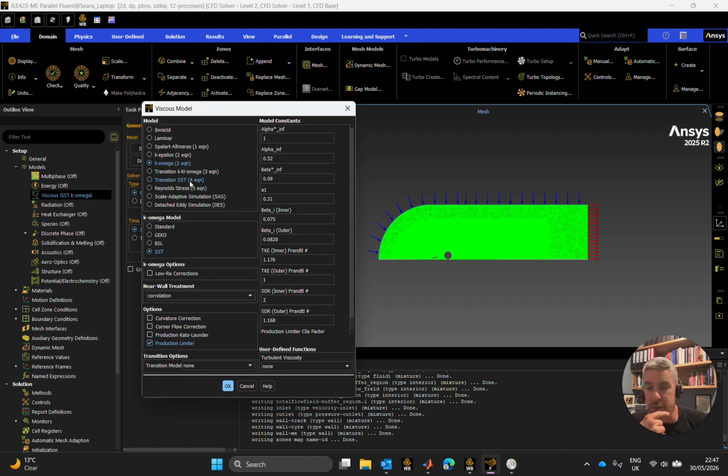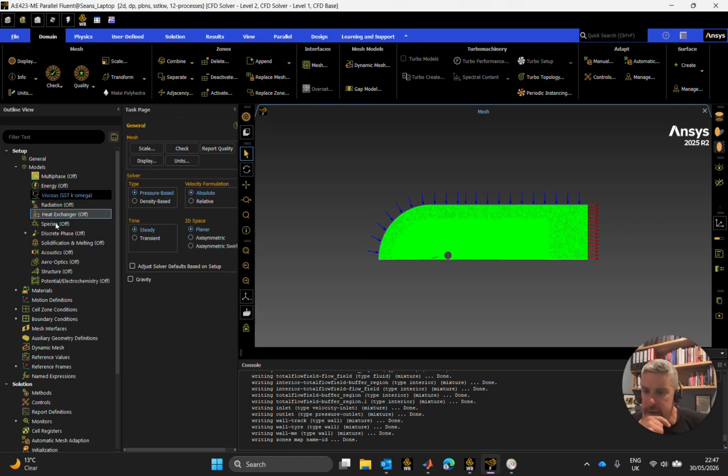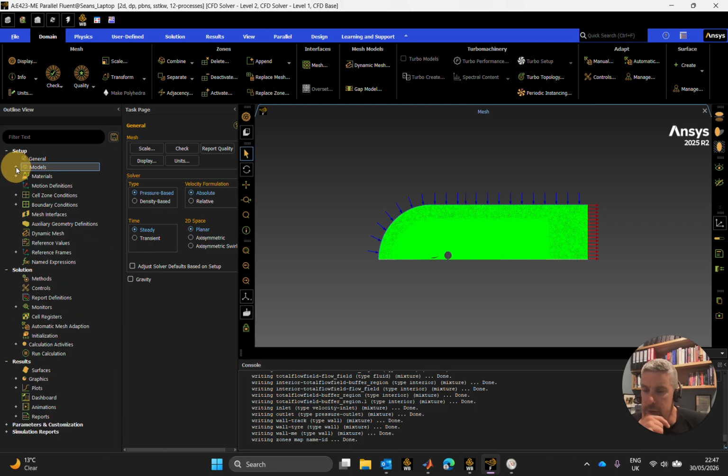Certainly you can go transition four-equation ones, which would capture an awful lot. But I'm happy enough to try k-omega two-equation ones, where we use the SST version of it. Okay. So again, yeah, boundary, multi-phase, get out of the models.